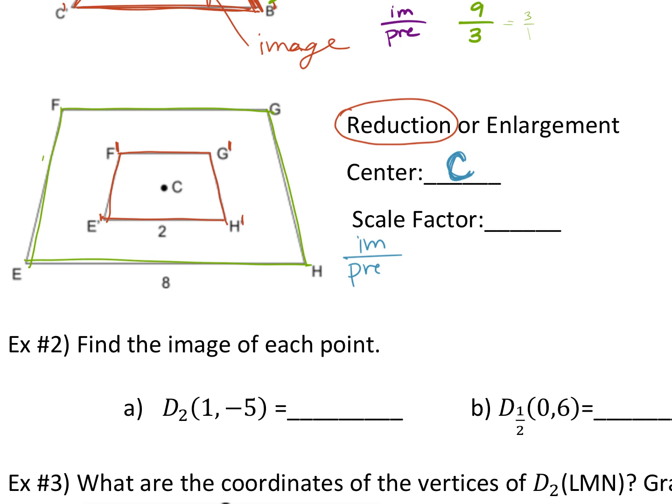The new one, right, is the image. So it's not 2. Pre-image is 8. 2 over 8 is 1 over 4, right? It's a fraction. Does it make sense that if something reduced in size, it is now 1/4 of what it was? Wait, how come in the last one, the bigger image part was on top, and then this one, the smaller? Because it's a reduction.